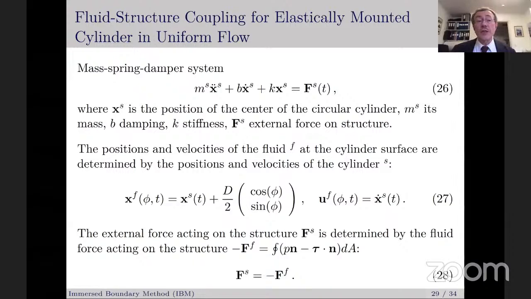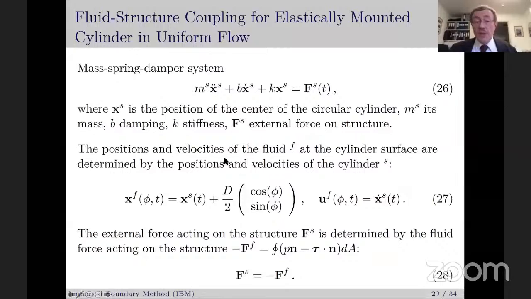Now, fluid structure interaction. We have here considered a coupling of an elastically mounted circular cylinder in uniform flow. We describe this coupling by describing the mass spring damper system, where ms is the mass of the cylinder, b is the damping, and k is the stiffness.